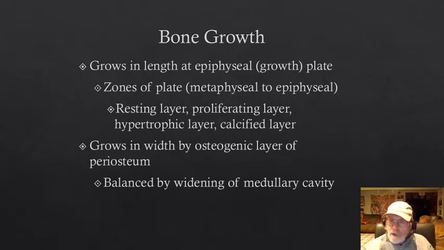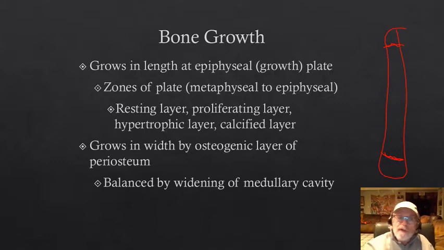But what happens is bone grows. Long bone only grows in length at the ends of the long bone. And at the ends of the long bone, they have a growth plate. It's a modified type of cartilage. We mentioned this in tissue before. In that growth plate, it's a modified form of cartilage, and this modified cartilage goes through multiple layers.